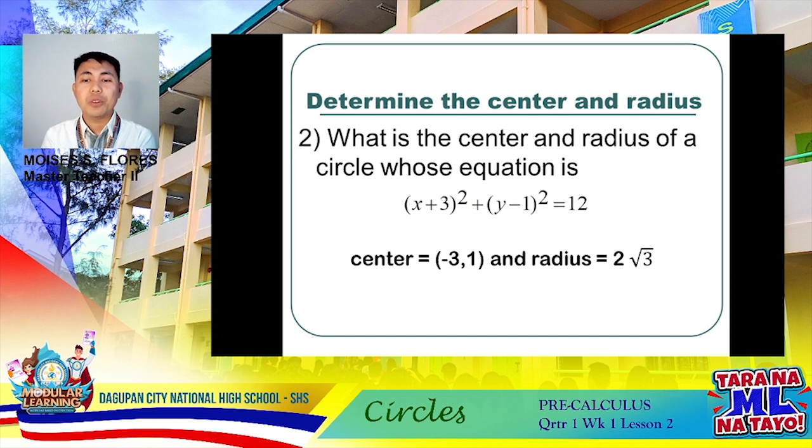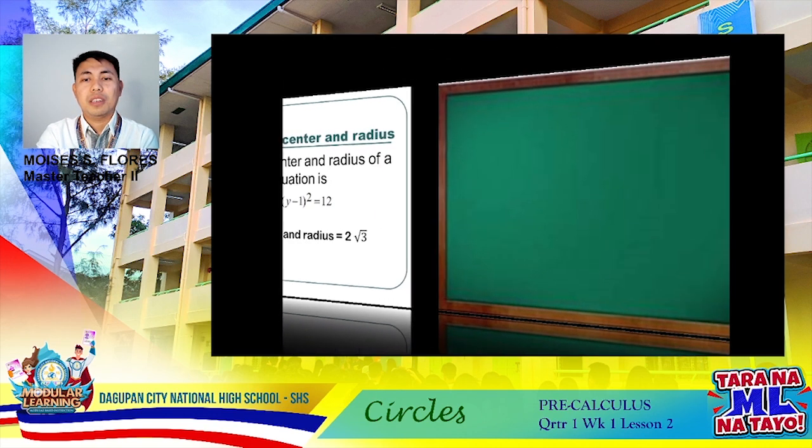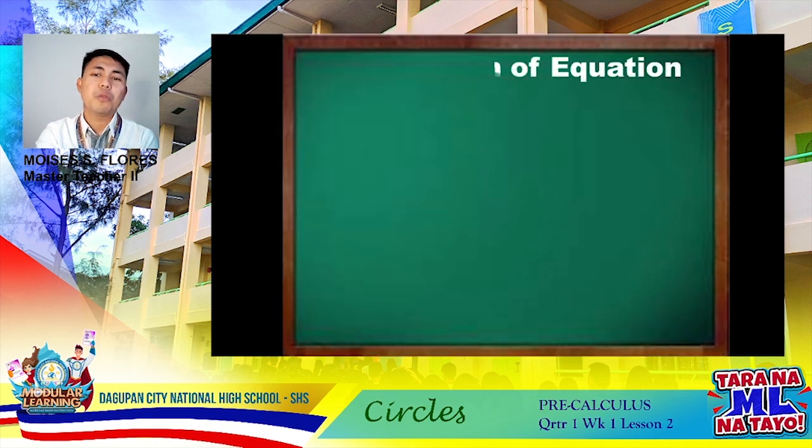Don't worry about that one. How did you arrive at 2 square root of 3? You could use a calculator and get the specific value of 2 square root of 3. So again, it's just a matter of extracting the square root of 12. Okay, let's proceed.